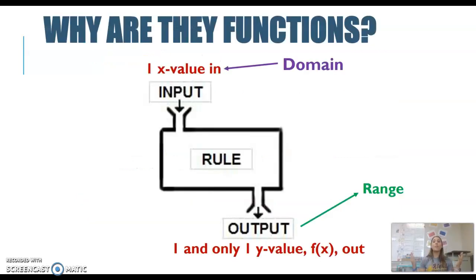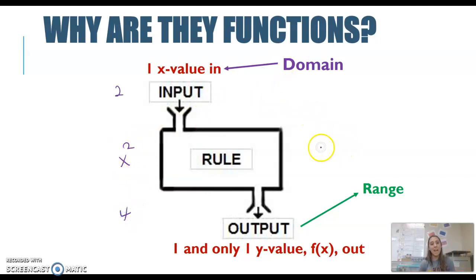All right, so functions. Why are they functions? They are functions because for every x value that we put in and we do some stuff to it, we get an answer and only one answer for it. So an example of that would be if my input is 2 and my rule is x squared. If I say 2 squared, I'm only going to get 4, no matter what.